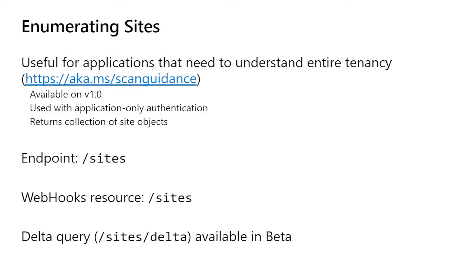What we've done is add a new API, already available on 1.0, that allows you to get the full list of all site collections in your tenancy. This includes both team sites, communication sites, as well as OneDrive for Business drives. This is used primarily with application only authentication. We do not security trim the list, which is why that's the case. Therefore, you only want to give access to the list to applications that you trust to have access to your entire tenancy. It returns a simple collection of site objects.